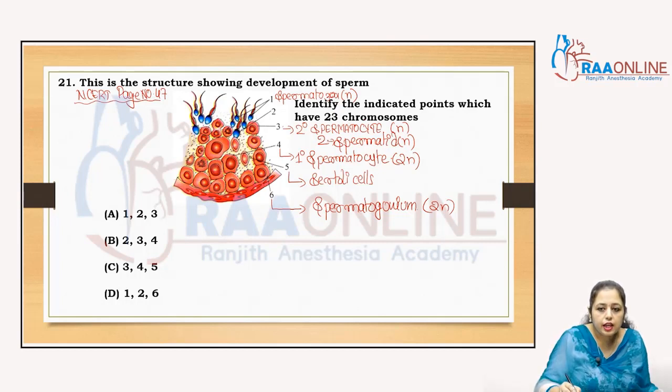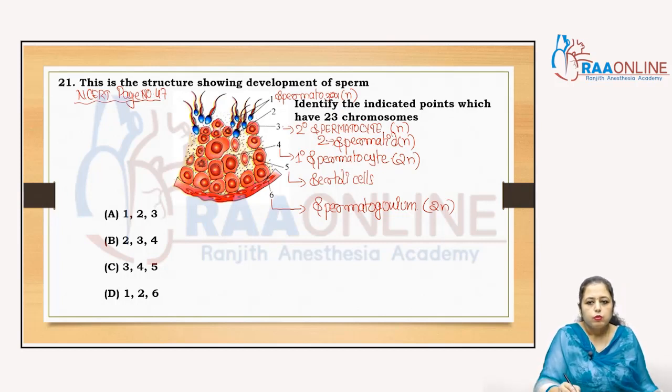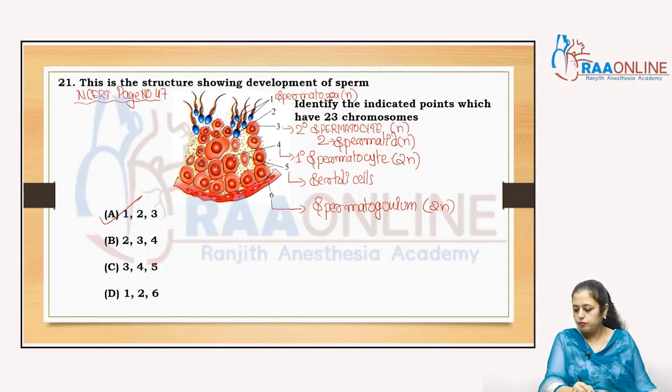So 1, 2, 3 have the 23 chromosomes, right? So the answer is A.